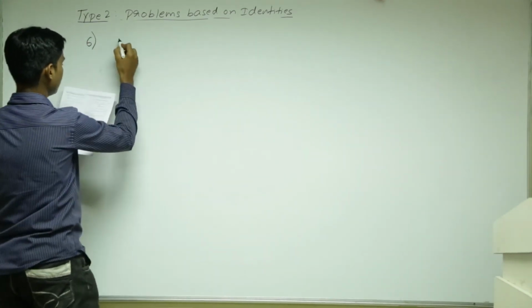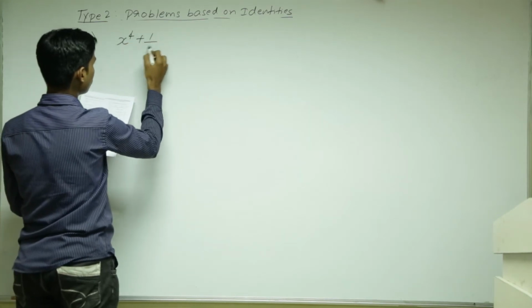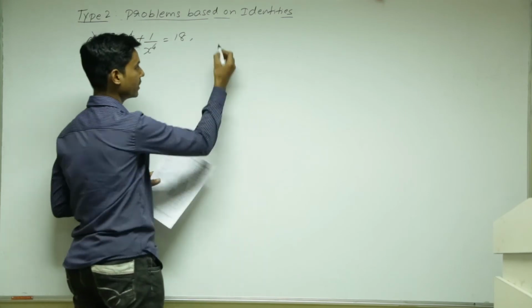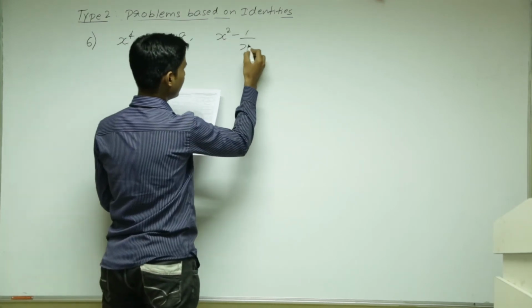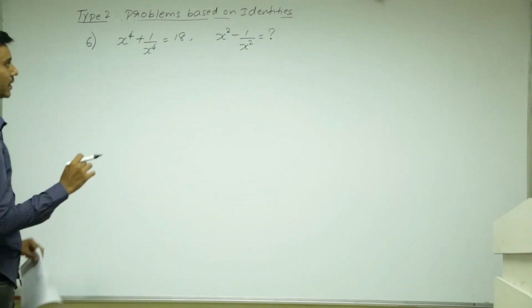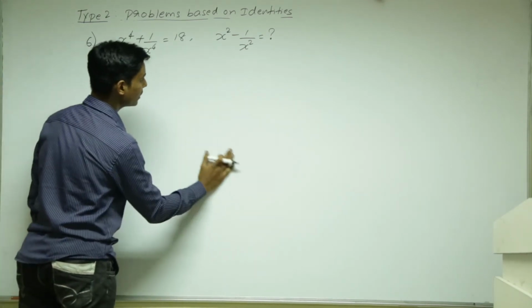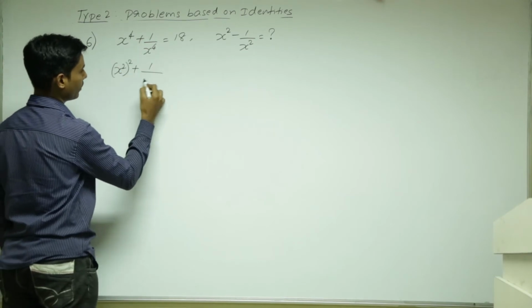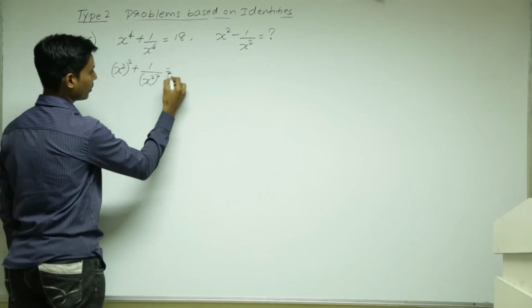Your sixth question is x power 4 plus 1 by x power 4 is 18. You need to find x square minus 1 by x square value, right? Now see here, very easy to do it. I can write this as x square whole square plus 1 by x square whole square.